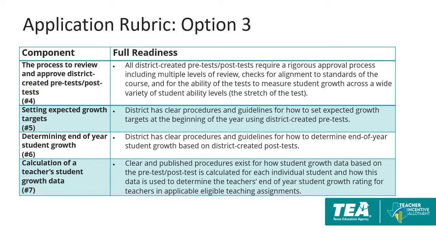Other factors for districts to consider when selecting option 3 of the pre-test post-test are the review and approval process and how the district will set expected growth targets. An example of this are the districts using the half the gap method. Are they using a gain score method? Whichever method is chosen, the district would list that in their application. Another consideration is how the district will determine end-of-year growth and how a teacher's growth data will be calculated.